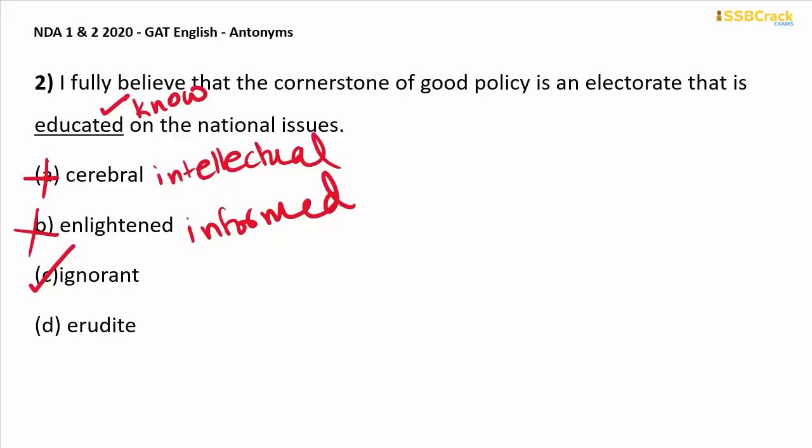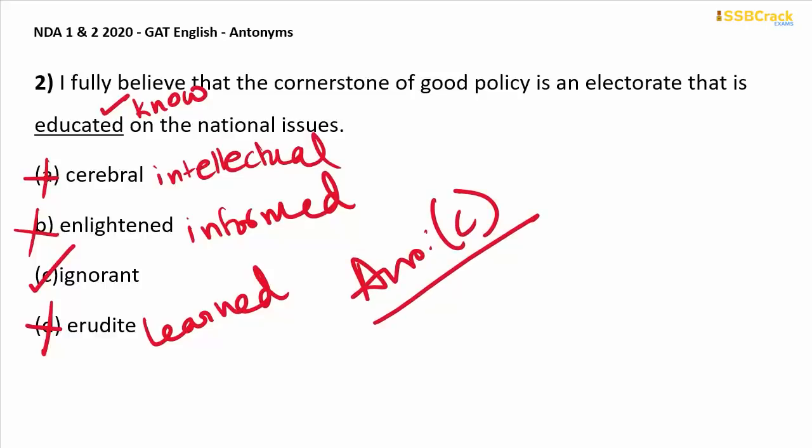You need to find out the opposite or the antonym of educated. Erudite means something or someone who is learned, who has wisdom. Again, you can cross this out. This is more or less a synonym of educated as well. So here you are left with option C, which means ignorant, and ignorant is the antonym of educated. So your answer is option C. Moving on to the next question.